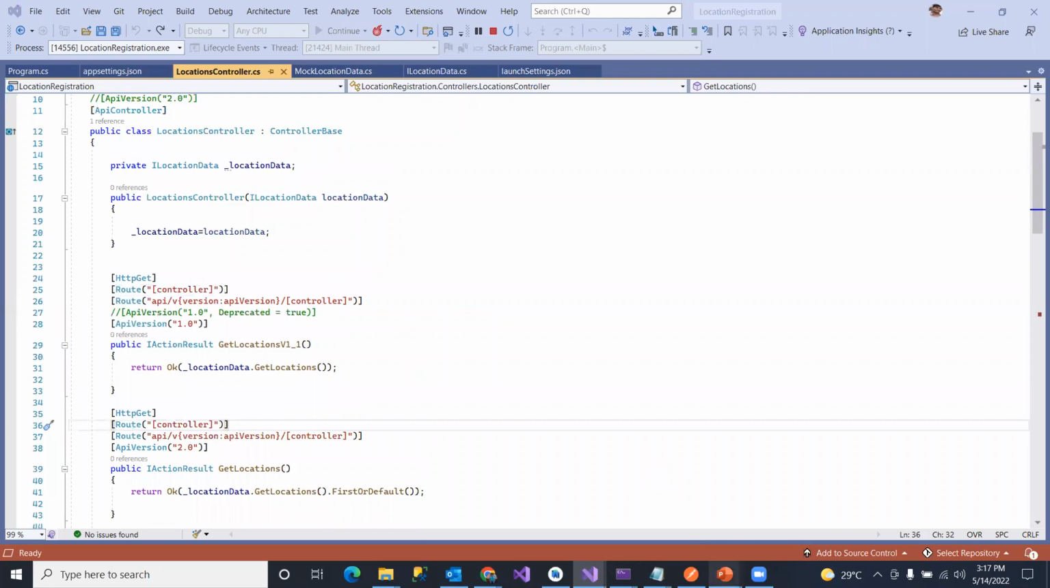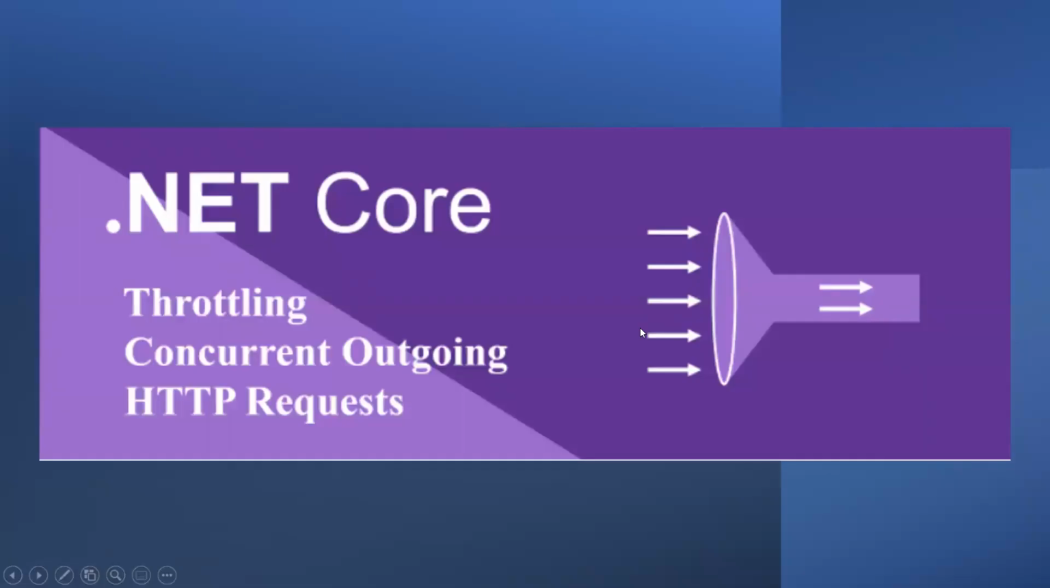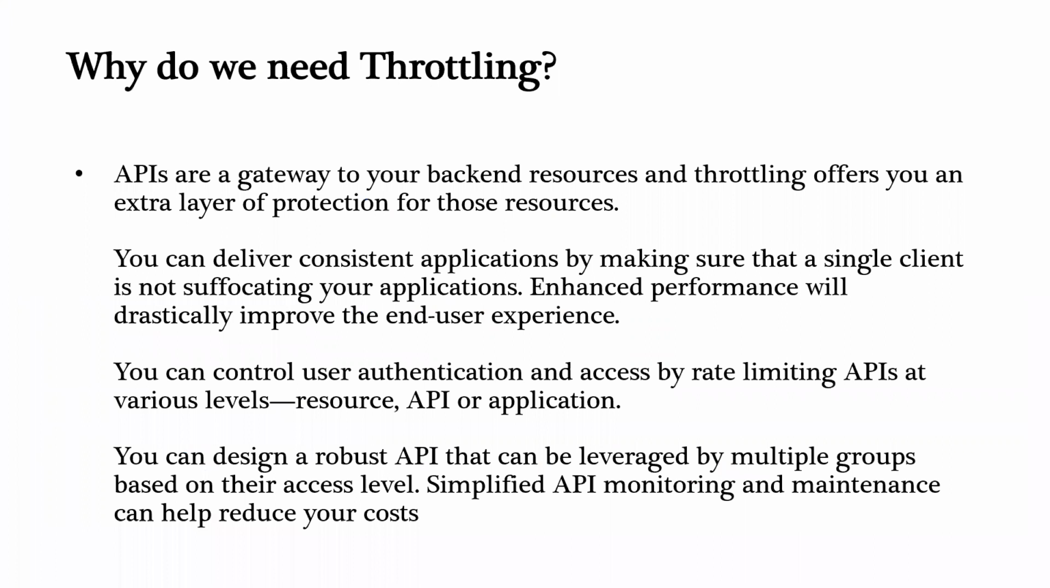Okay, so go back to our PPT. And why do we need throttling? APIs are the gateway to your backend resources, and throttling offers you an extra layer of protection for those resources. If you put throttling, that is extra protection for your API, and that way it is controlling. APIs come through a gateway from the backend, and the gateway will control the resources. That is one kind of proxy, and throttling is another proxy, another layer of protection.